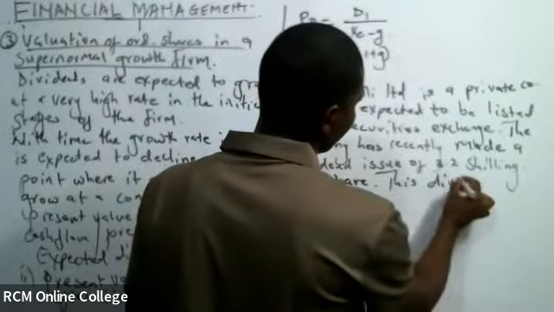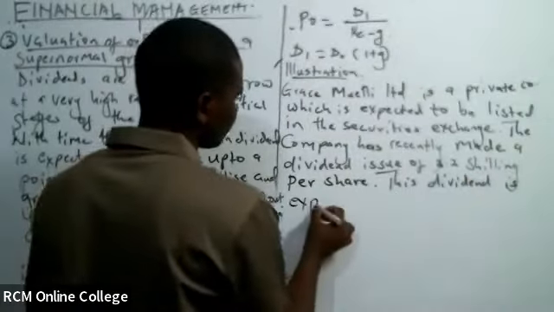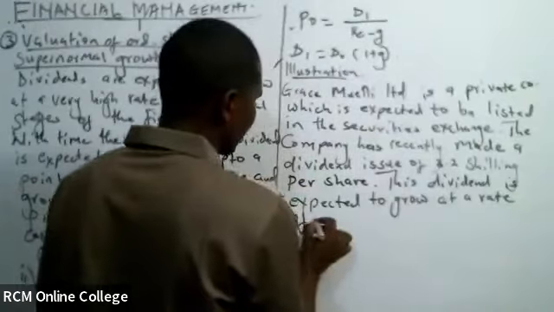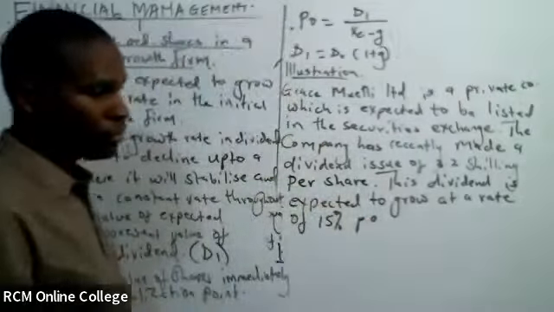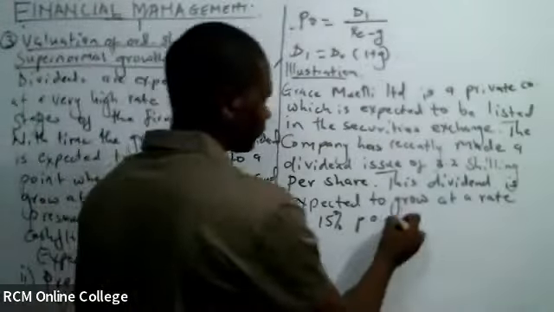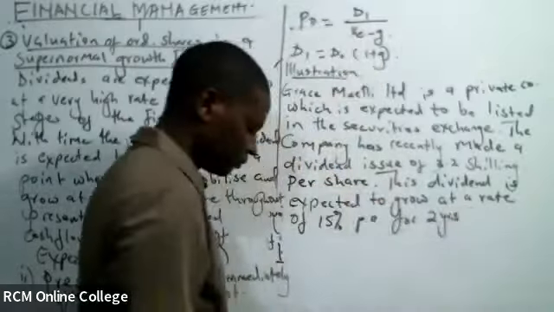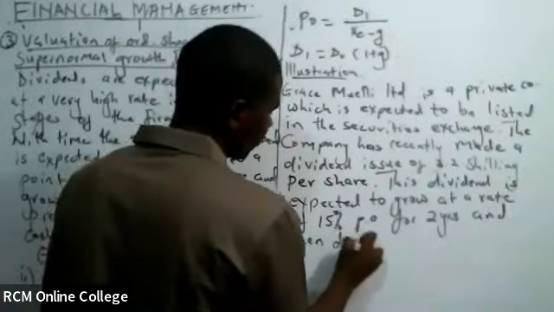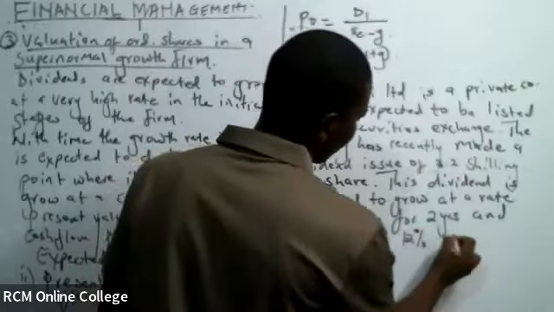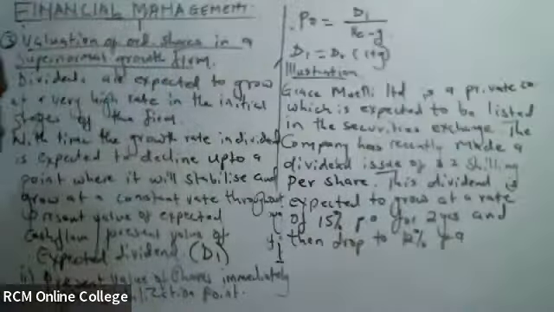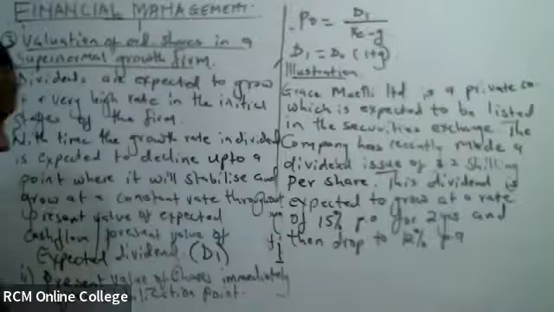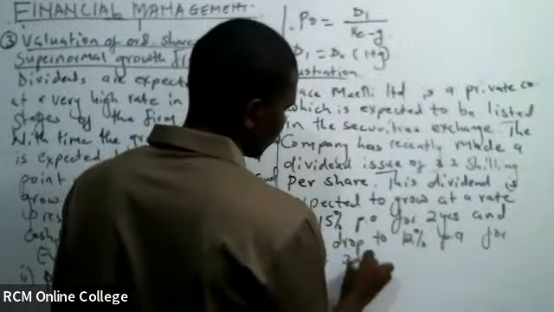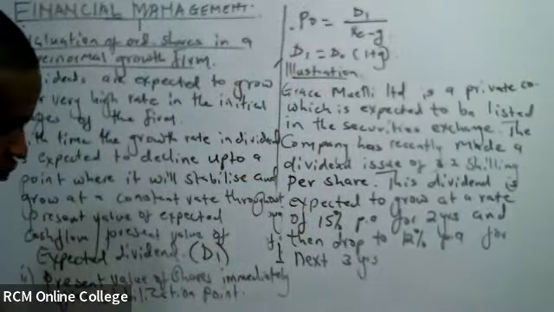This dividend is expected to grow at a rate of 15% per annum for 2 years, and then drop to 12% per annum for the next 3 years.